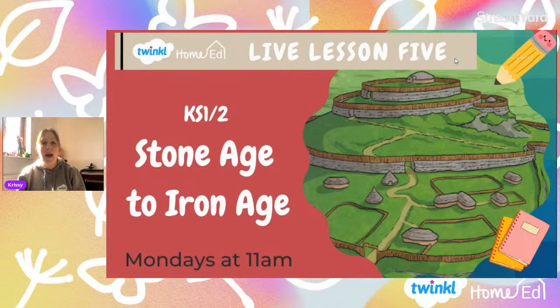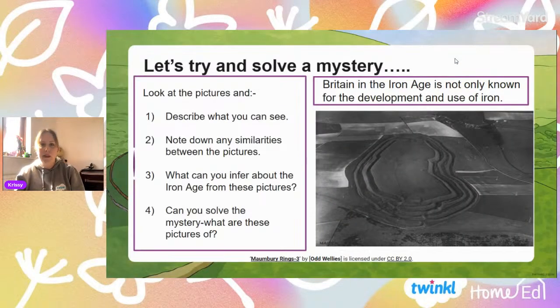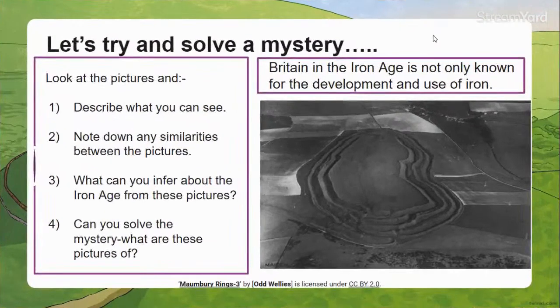But hello to everybody who is watching us live, everybody who is watching us on catch up, because what we're going to start with, and I'm going to turn my camera off actually so that you can see this better, is we're going to try and solve a mystery. And we're still in the Iron Age, which is what we were looking at last week. But Britain in the Iron Age is known for the development of iron, that's obvious, but it's also known for something else. It's not only the development of iron that makes the Iron Age so famous.